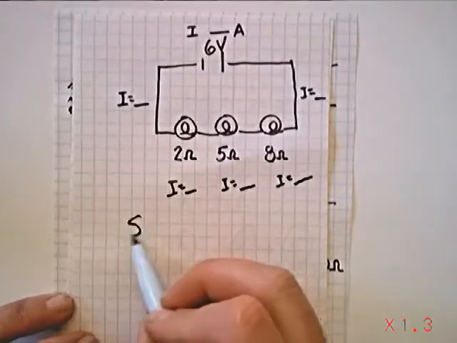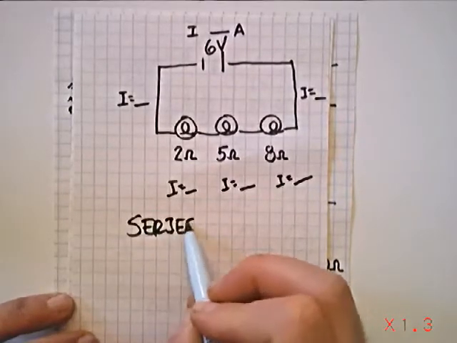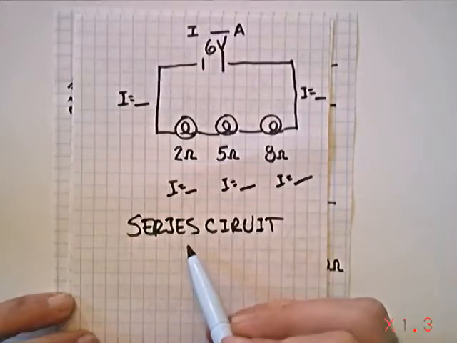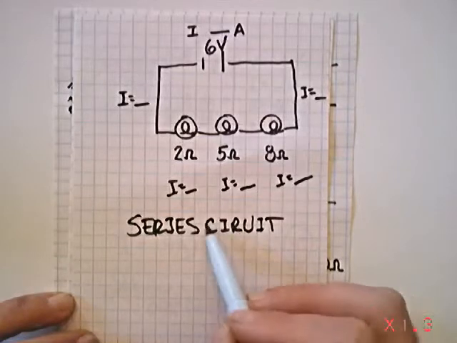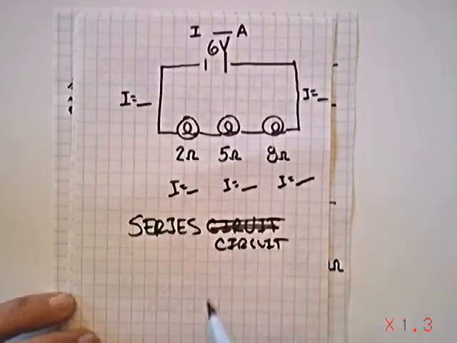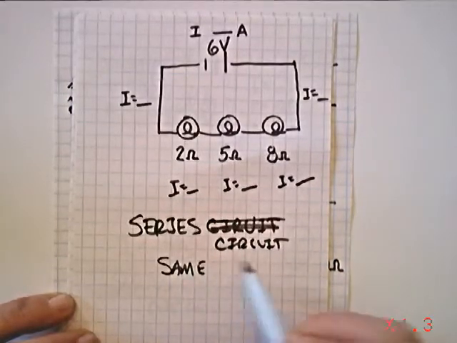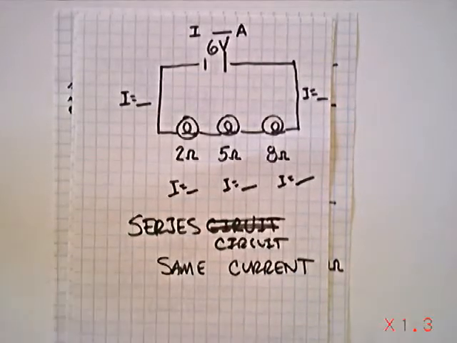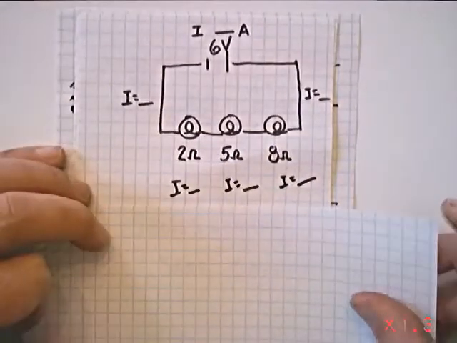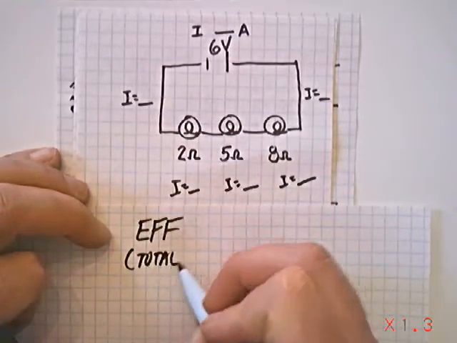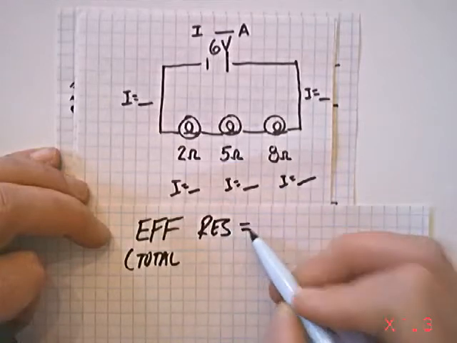So remember our rule. When we have a series circuit, the current is the same everywhere. Series circuit, same current. So just find it once and then you'll have it, okay? So the way this works is we're going to find something called effective resistance. Now the word effective actually means total. So effective or total resistance for a series circuit is pretty easy, in fact.